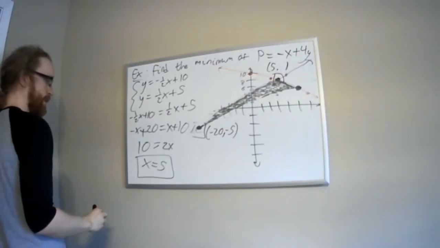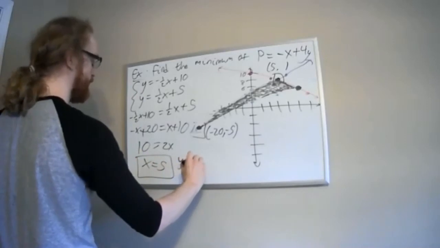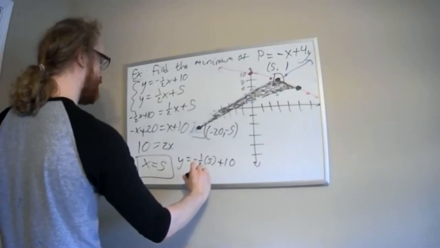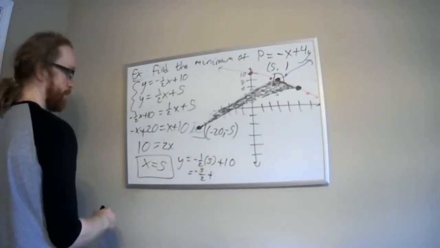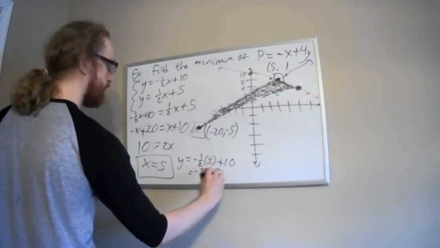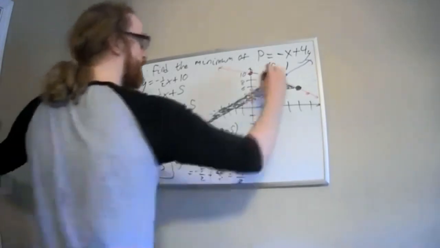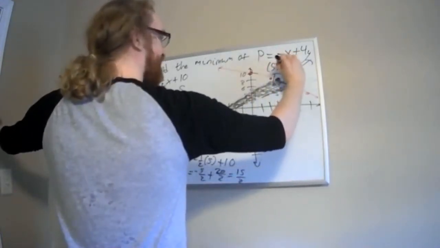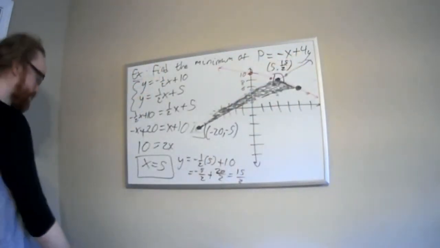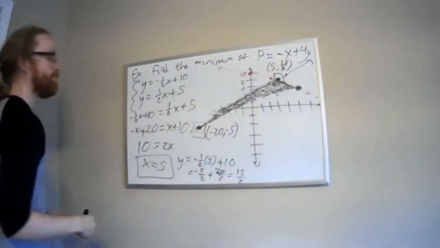And now I need to find the y coordinate, so I just plug x equals 5 back in. So I get y equals -1/2 times 5 plus 10. That's -5/2 plus 10. For a common denominator, that's plus 20 over 2. So I think 15 over 2 is our y coordinate. I'll write these out in a nice summary in a second, a little more neatly. So my two corner points so far are (-20, -5) and (5, 15/2).